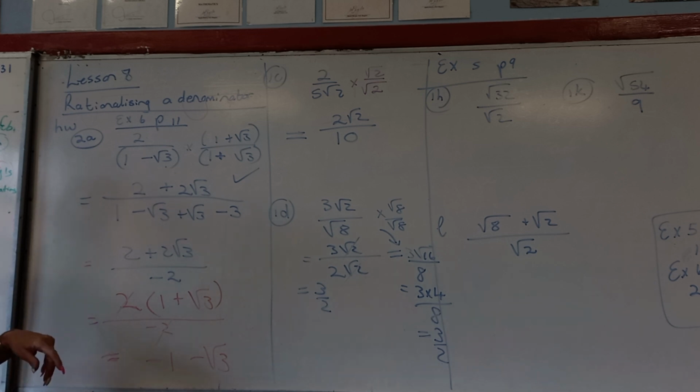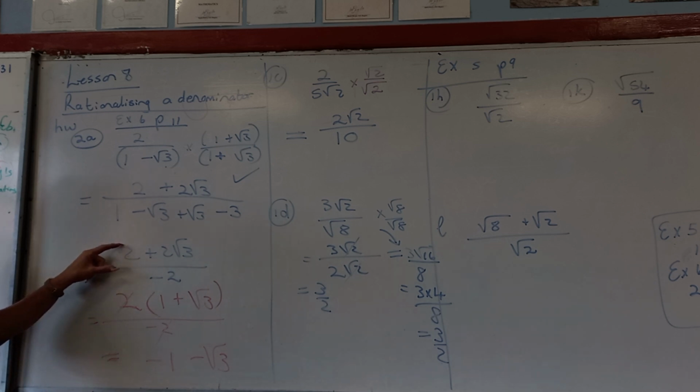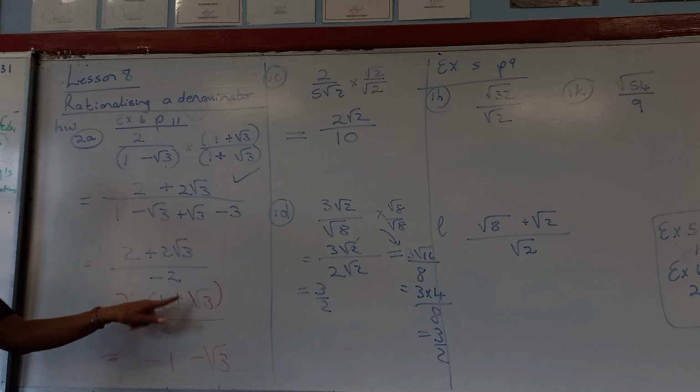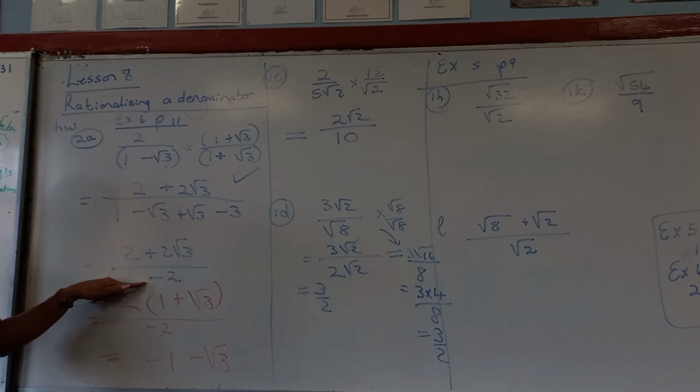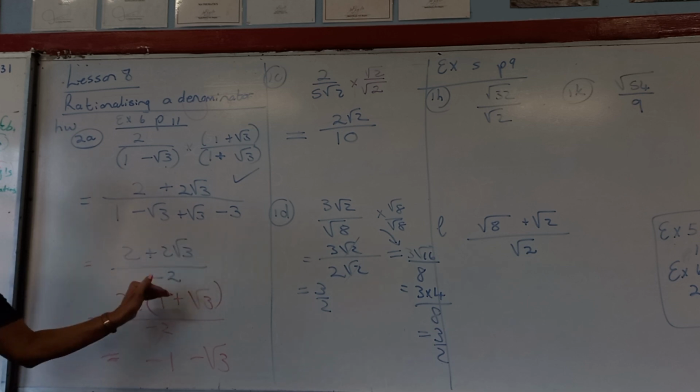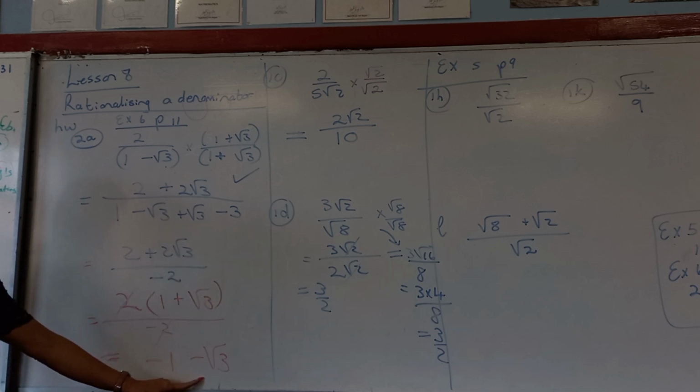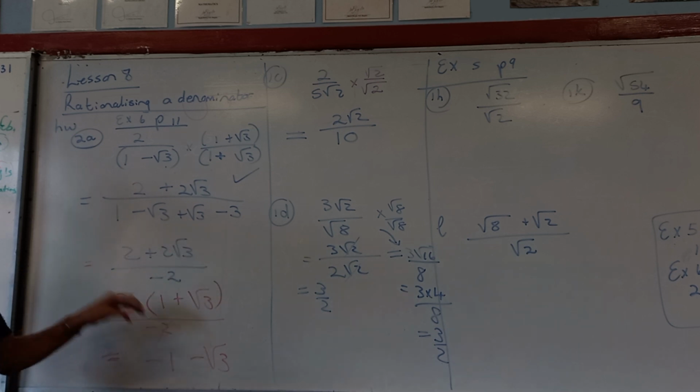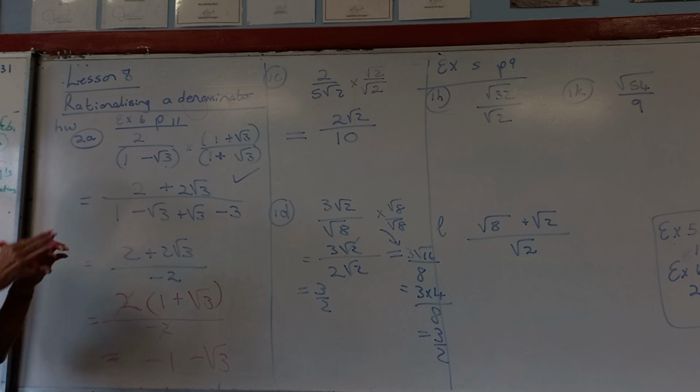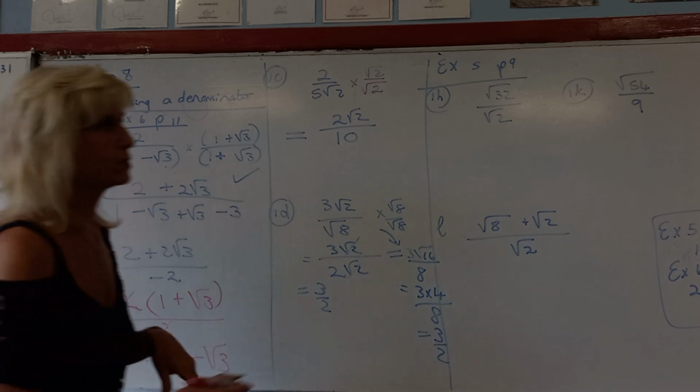Long, long ago in grade 8, you were told you can put these on their own denominators. If you put 2 over -2, you get -1. And if you put 2 root 3 over -2, you also get minus root 3. There's a way. You didn't have to factorize the sum. You could put them each over their own denominator. Let's quickly go through the last ones.